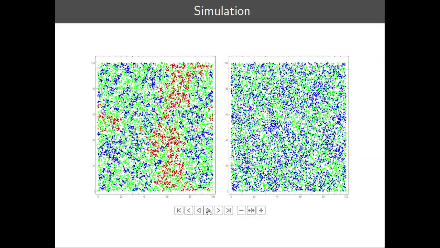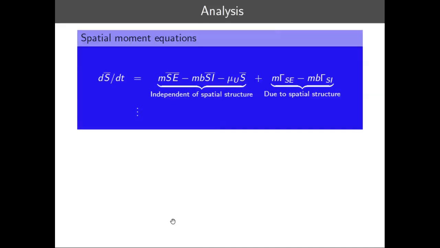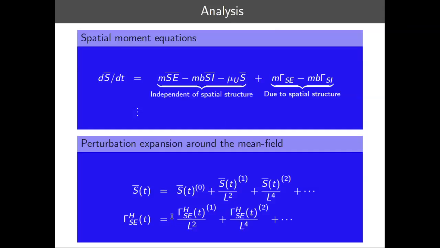As well as looking at this model with simulations, I wanted to do some more analytical work to get a more general understanding of the behavior of the model. I'm not going to go into this in detail, but I used spatial moment equations, where you can describe the dynamics of the system by a system of differential equations that include both the densities of the different patch states and the covariances between them. Unfortunately, it doesn't become a closed system, so I use an approximation method to solve these equations called perturbation expansion around the mean field, which gives an idea of how the system behaves when you take it away from the mean field model, which is the original Hess model.